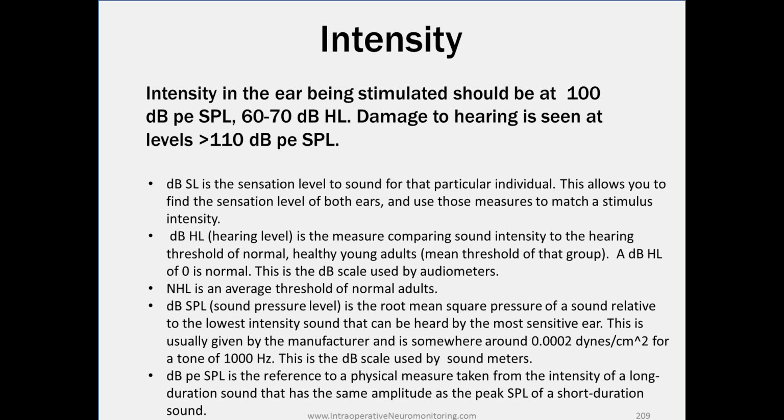A decibel sound pressure level is the root mean square pressure of a sound relative to the lowest intensity sound that can be heard by the most sensitive ear. So now we're not talking about normal, we're talking about a very sensitive ear. This is usually given by the manufacturer and is somewhere around 0.0002 dynes per centimeter squared for a tone of 1000 hertz. This is the decibel scale used by sound meters. Decibels peak sound pressure level is the reference to a physical measure taken from the intensity of a long duration sound that has the same amplitude as the peak sound pressure level of a short duration sound.